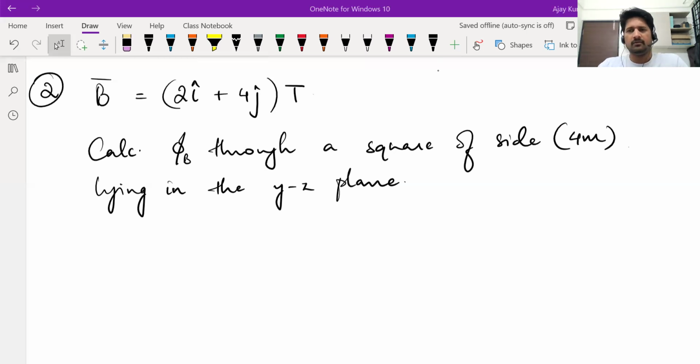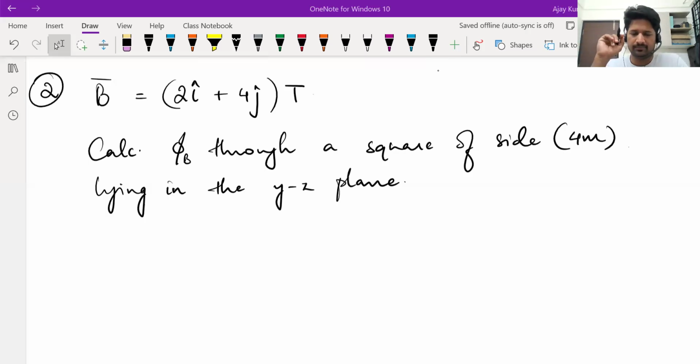Can one of you tell me, when will flux through a surface be 0, even when there is a magnetic field? Field is there, but flux through the surface is 0. When is that possible? When the magnetic field lines are perpendicular to the area vector. Yeah, that is correct. Or you could say parallel to the surface.